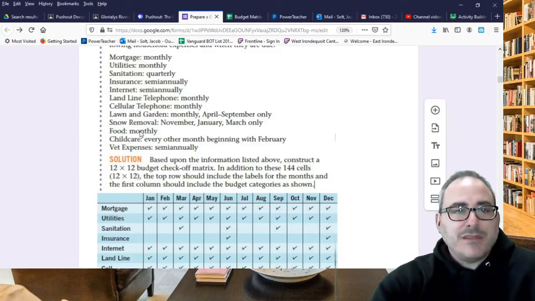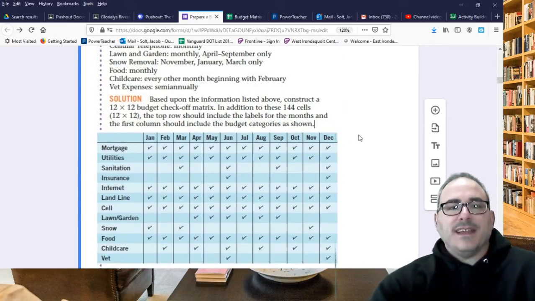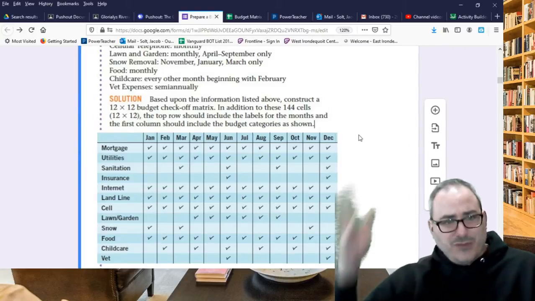And food is a monthly expense, a daily expense, but maybe you count it totally as a monthly expense. And then childcare every other month, beginning with February. So that's an interesting childcare arrangement, but okay, we'll go with it. And vet services expenses semi-annually. To a certain extent, right, this is an artificial construction. Not all these are realistic.